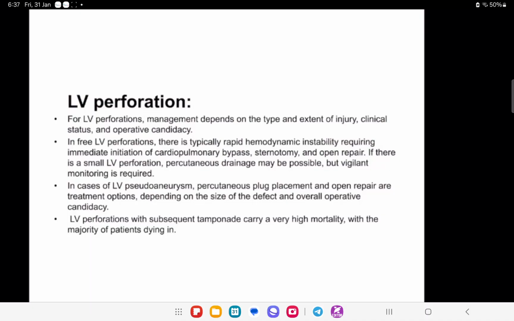For LV perforation, management depends on the type and extent of injury, clinical status, and operative candidacy. In free left ventricular perforations, there is typically rapid hemodynamic instability requiring immediate initiation of cardiopulmonary bypass, sternotomy, and open repair. If there is a small left ventricular perforation, percutaneous drainage may be possible, but vigilant monitoring is required. In cases of left ventricular pseudoaneurysm, percutaneous plug placement and open repair are treatment options, depending on the size of the defect and overall operative candidacy. Left ventricular perforations with subsequent tamponade can carry a very high mortality, with the majority of patients dying.